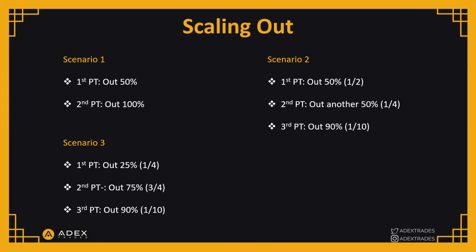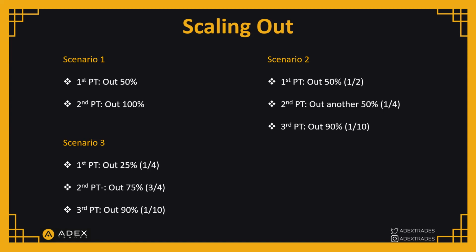If I'm confident enough that this play is going to give me two legs, then at the first price target, I'm going to take out half. And when it gives me the second leg at my second price target, I'm going to take out the whole position and move on to the next. Okay, so that's scenario one. You guys can write these down. First price target, you're out 50%. Second price target, you're out 100%. This is my two leg scenario.